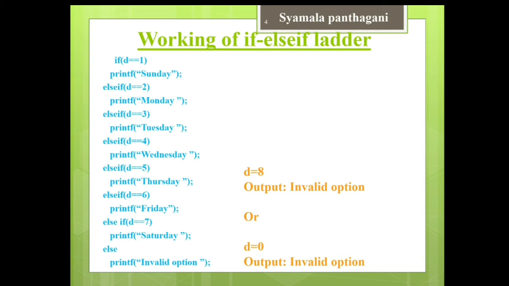Or d is equal to 0. If I have taken d is equal to 0, is there any 0 condition here, or any 0 number compared with the d? No, there is no 0 condition also. That's why the compiler again goes to the last statement, that is the else statement. Here we have written invalid option. That's why the compiler just prints invalid option. This is the working of if else if ladder. Children, put your mind and understand, this is a very important model.